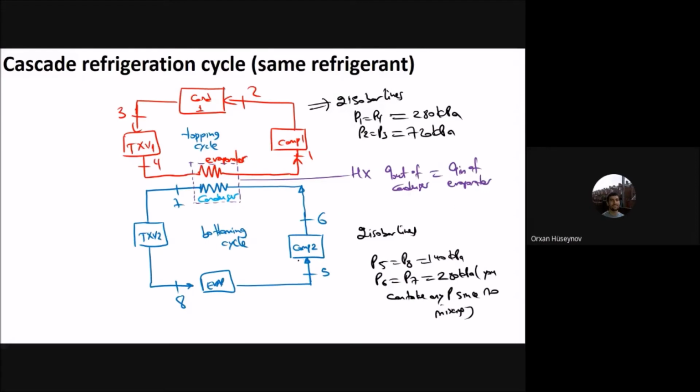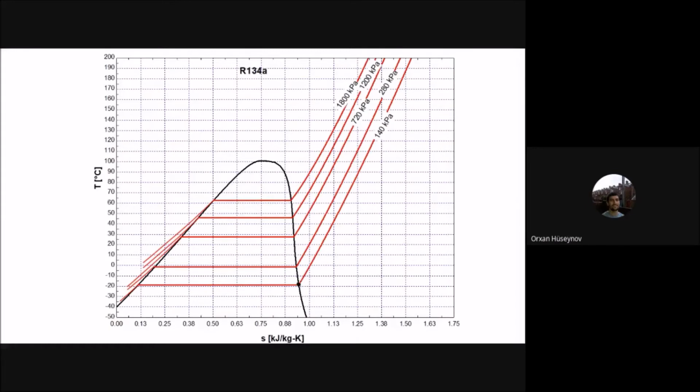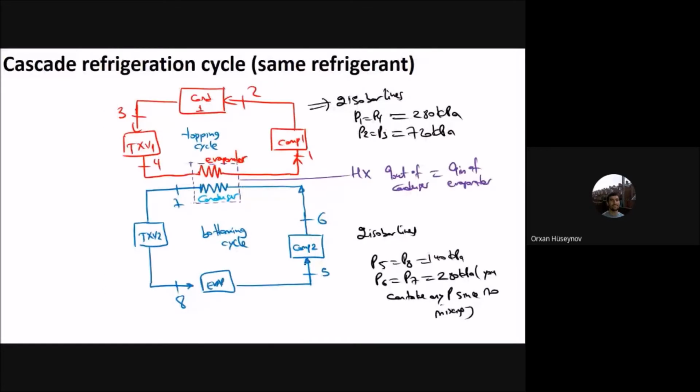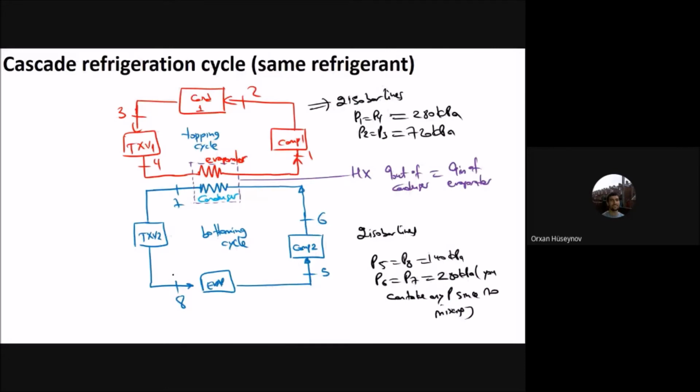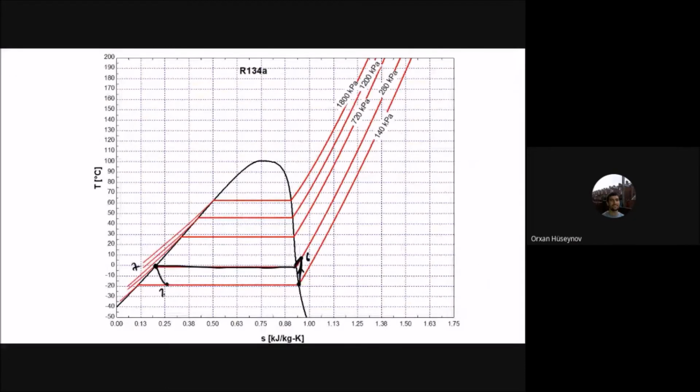Okay, so let's draw it. I will first start with the bottoming cycle here. I will just go from 5, which is here, to 6 in an isentropic manner. Okay, this one is from 5 to 6, and then from 6 to 7. This one will be at 7, and then from 7 to 8 you will have this one, that one, and then from 8 to 1, this point.